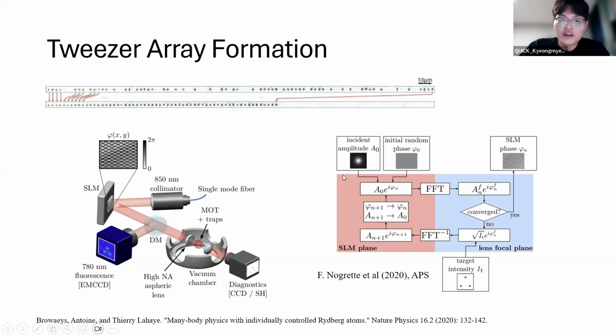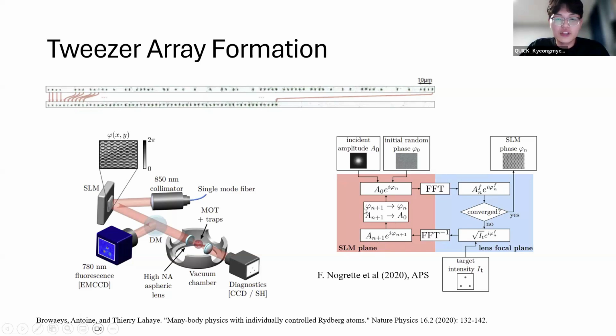represented on this block diagram on the right. We choose a random initial phase map and perform a fast Fourier transform to the image plane. And there, you keep the transformed phase, and you replace the amplitude with the target amplitude. And if the amplitude converges to the target amplitude in this step, you stop the algorithm. Otherwise, you perform an inverse Fourier transform back to the SLM plane, and you keep the phase.